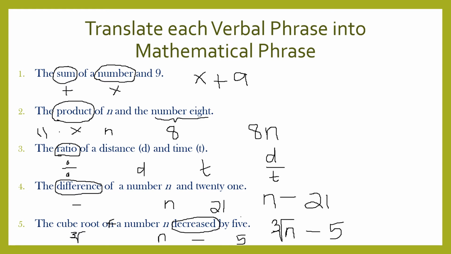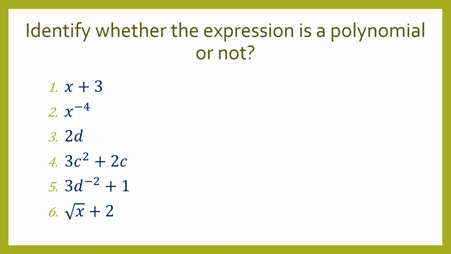Now, let us proceed to the next slide. Let us identify whether the expression is a polynomial or not. But before that, let us have a review. How can we say that a given expression is a polynomial or not? Hindi siya polynomial kung yung variable ay may negative exponent. So, remember, if a given variable has a negative exponent, hindi siya polynomial. Example nun, x raised to negative 1. Lahat ng variable na may negative exponent, that is not a polynomial.